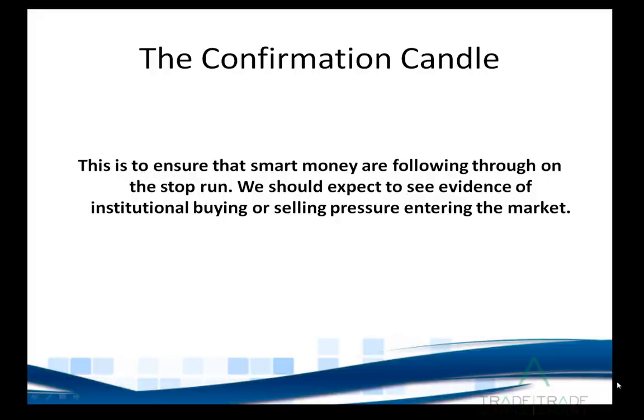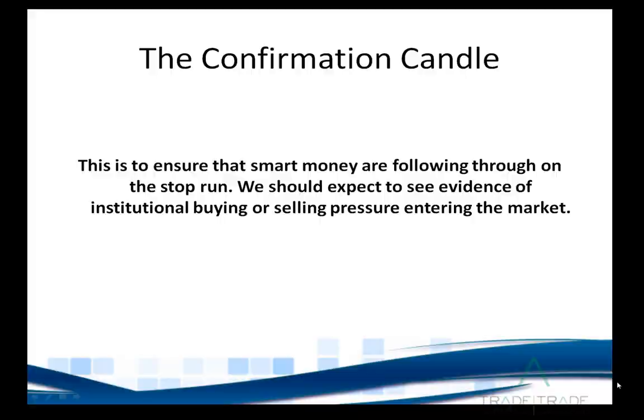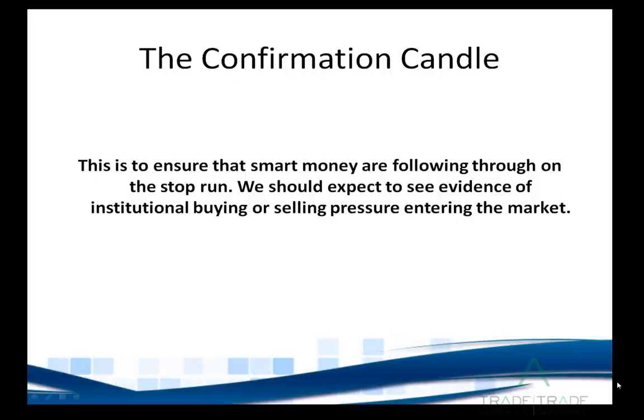We should expect to see evidence of institutional buying or selling pressure entering the market. Once smart money have initiated a stop run and they're buying or selling into this pressure, the following bar should be the evidence that they have achieved their goal. If we see a stop run of the highs where smart money are inducing buyers, and we see smart money selling into this buying pressure, then the following bar should reflect this, and we should see a bar which closes in its lower third region and in the opposite direction of the stop run.